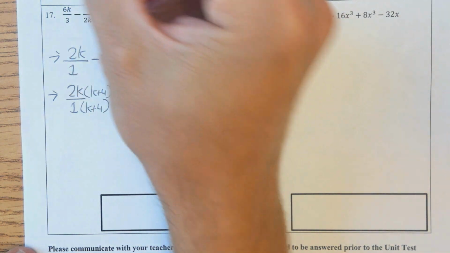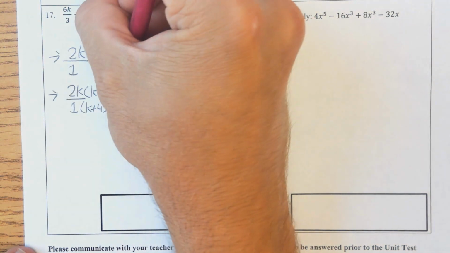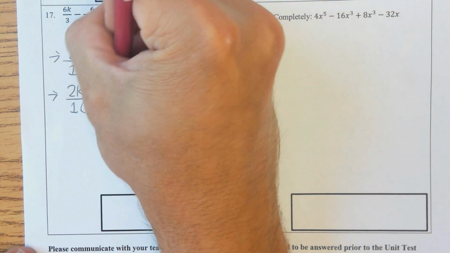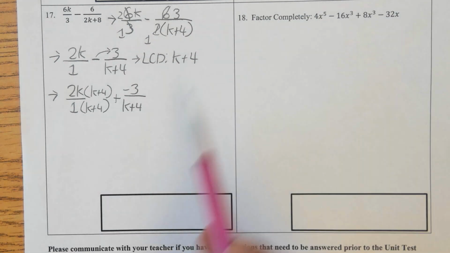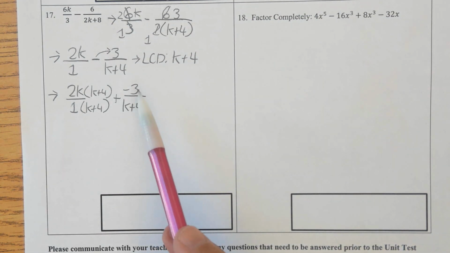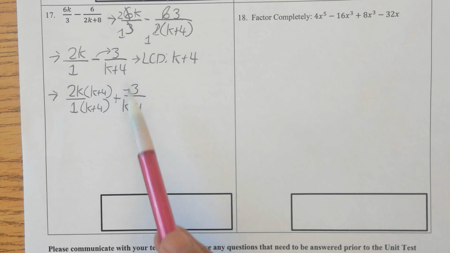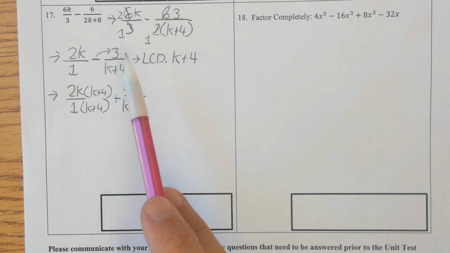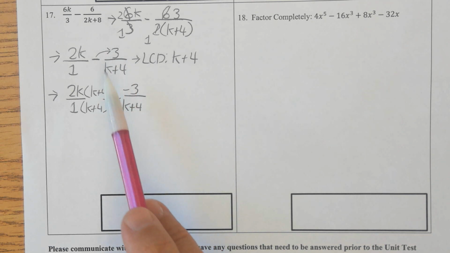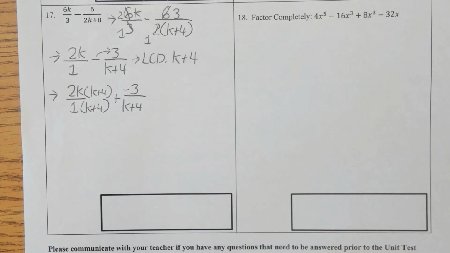Okay, this now becomes a plus because this minus sign is being distributed to that 3. So negative 3 over k plus 4, which is nice. I don't have to do anything to this part right here because it already has my least common denominator of k plus 4. So that's nice. So I just got to make sure to remember that anything to the right of the minus sign in the numerator, the sign changes. So that minus sign gets distributed to that and is replaced with a plus sign.